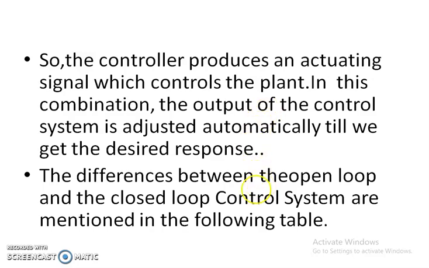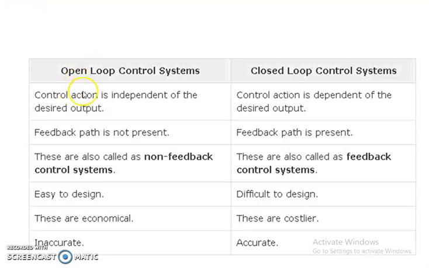Now the comparison in the following table. This one is open loop control system, this one is closed loop control system. In open loop side, the control action is independent of the desired output. In closed loop side, the control action is dependent on the desired output. In open loop side, the feedback path is not present. In closed loop side, the feedback path is present. Open loop systems are also called non-feedback control systems. Closed loop systems are also called feedback control systems.